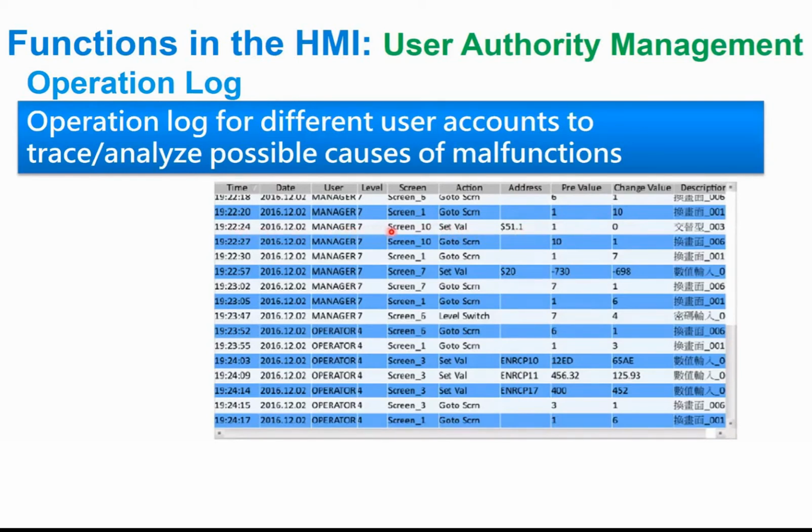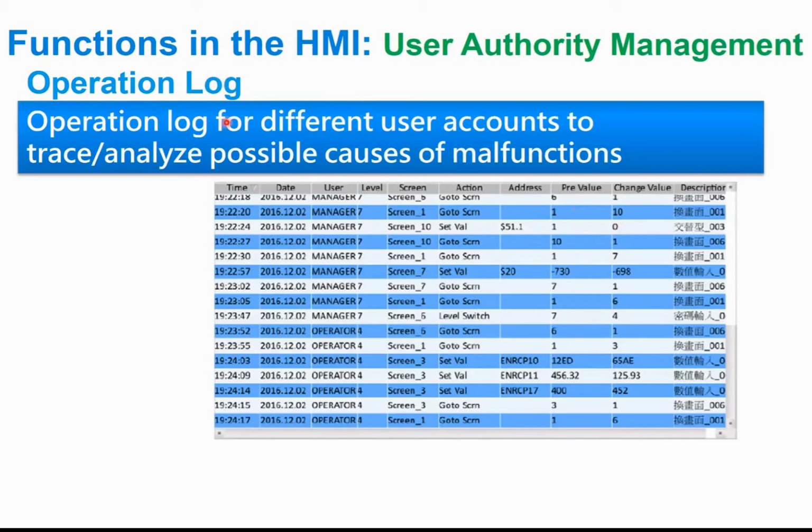The same manager, he went to screen 10. He pressed this button, the set value button, and it writes to the address in that button. The value was 1 before. Now it is off. This address is a bit register. It was on before, but he changed it to off.